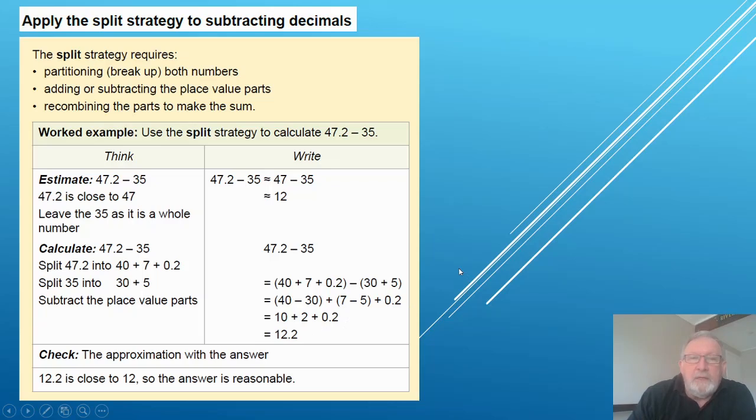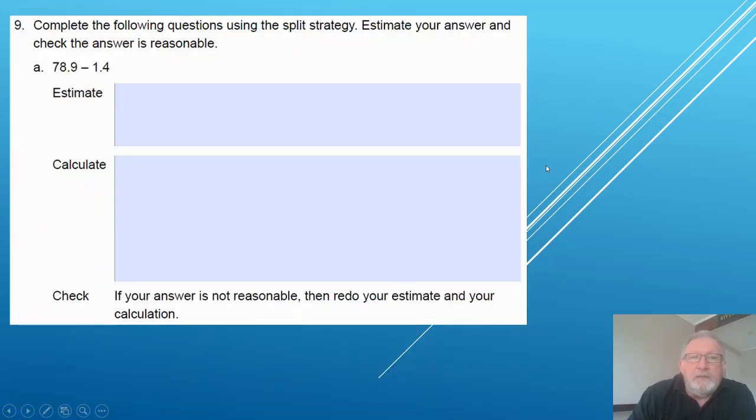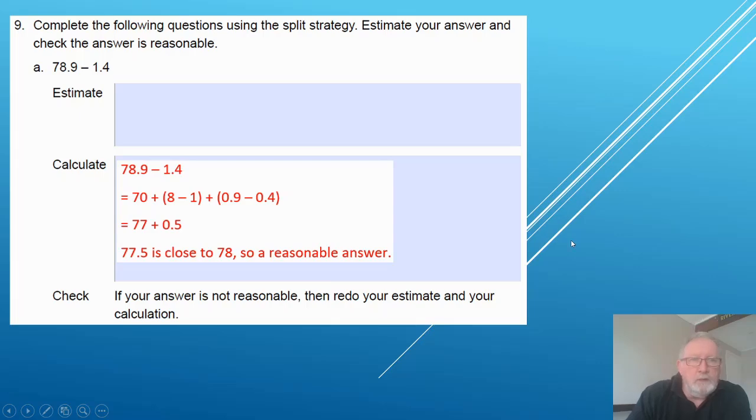A reasonable answer. All right, let's do this one together, and then you can have a go at your own in a little while. So, first of all, I have to estimate. 78 and 9 tenths is close to 79. 1 and 4 tenths is close to 1. Our estimation is 78. Okay, so in our estimate, 79 take 1 is 78.